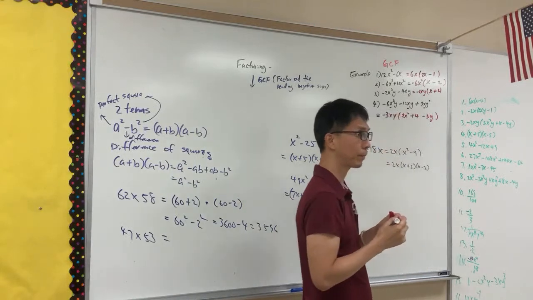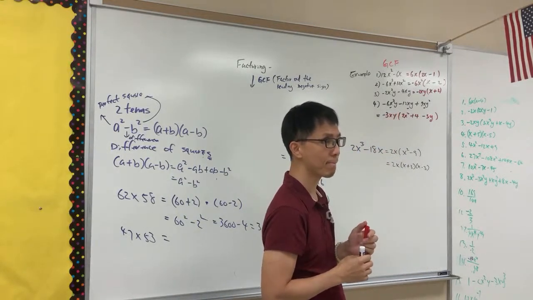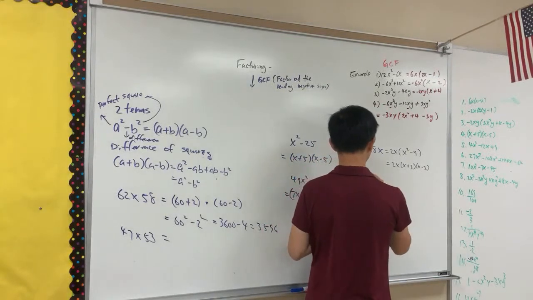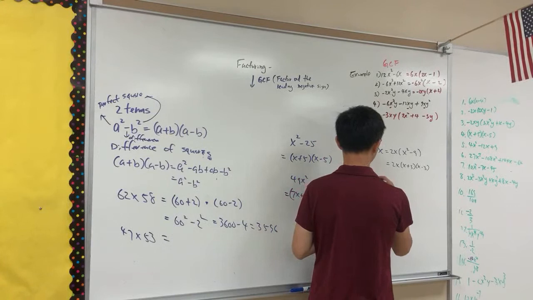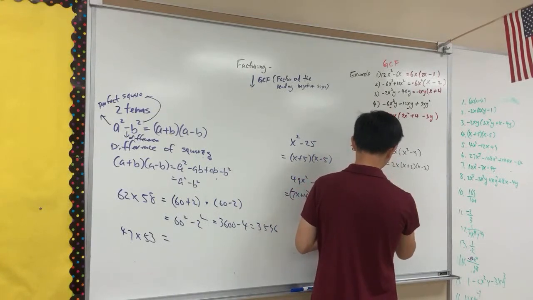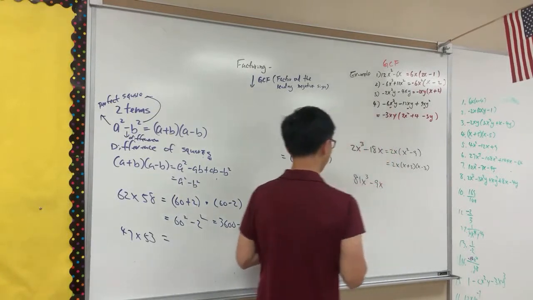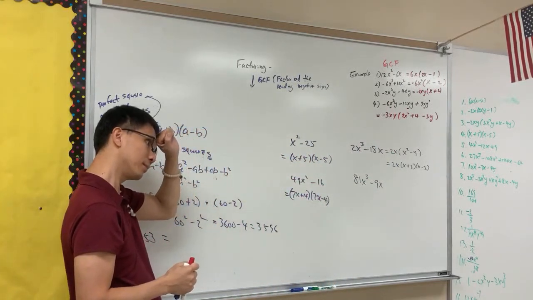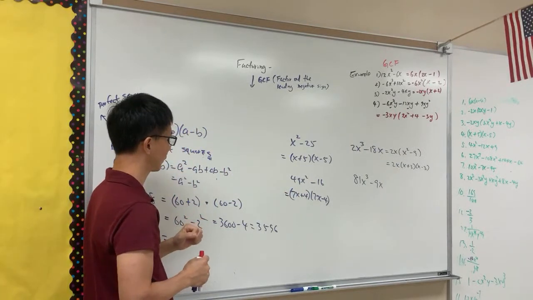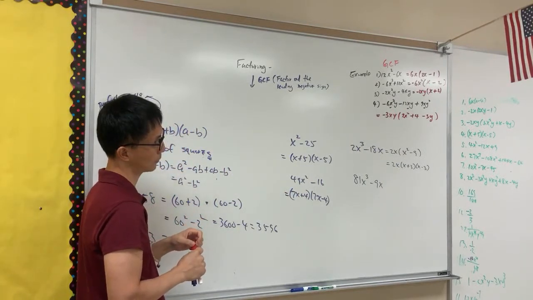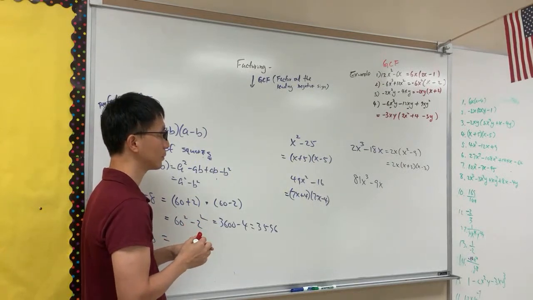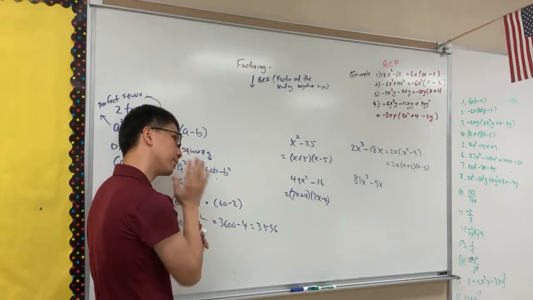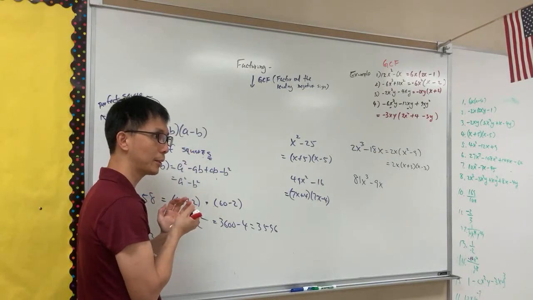Questions? Am I going too fast? No? You got this? Let's try again. So let's say 81x to the third minus 9x. Paul, are you done?